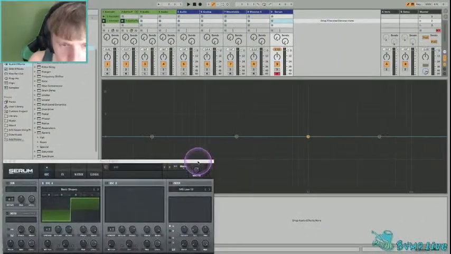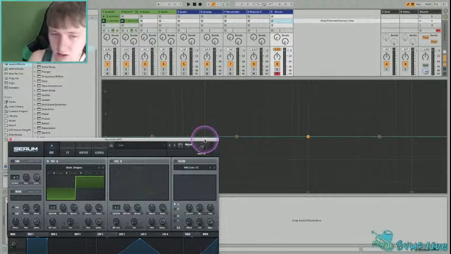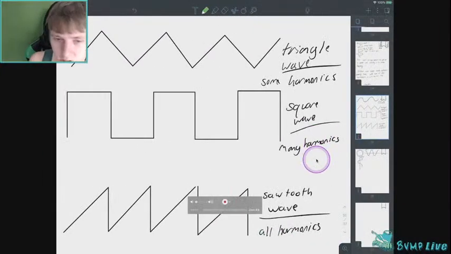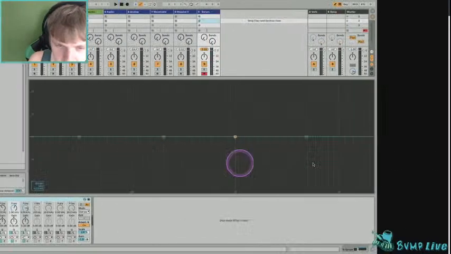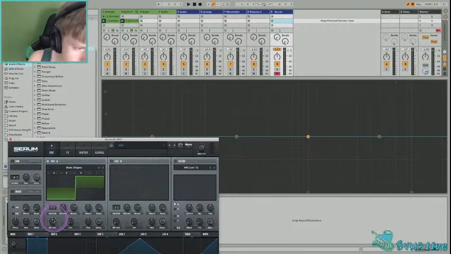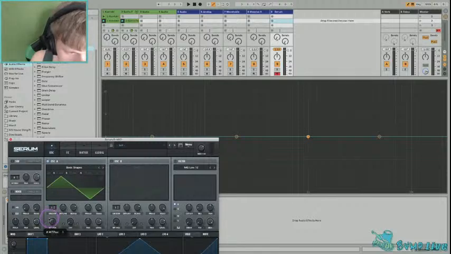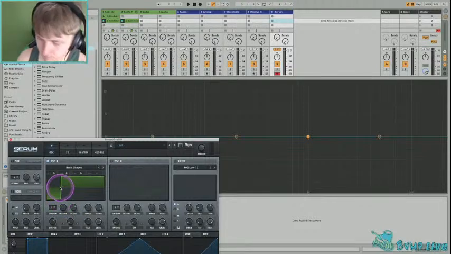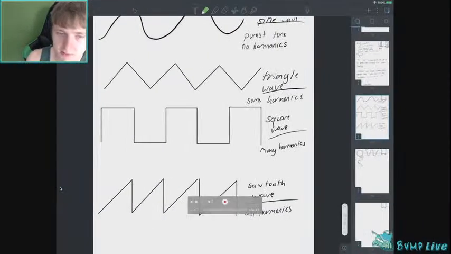All right. Now, let's take a look at the next wave shape. That's the wave shape that gives us not many harmonics like a square wave, but all of them. Sawtooth. So let's see. Let's go. Oh, also, check this out. You've got different variations of the square wave.